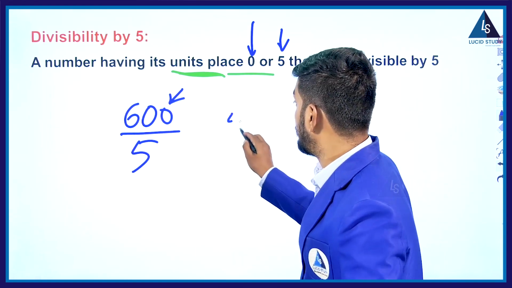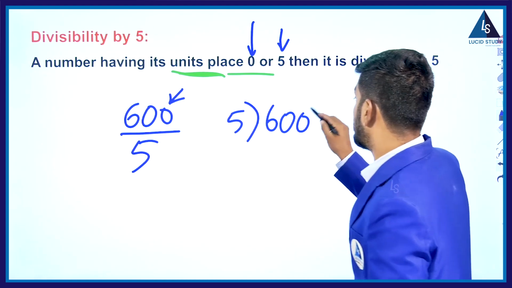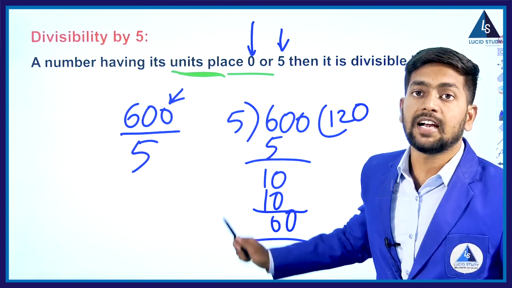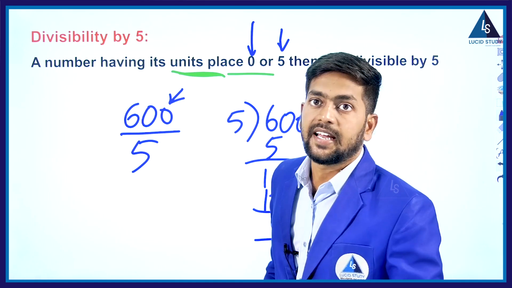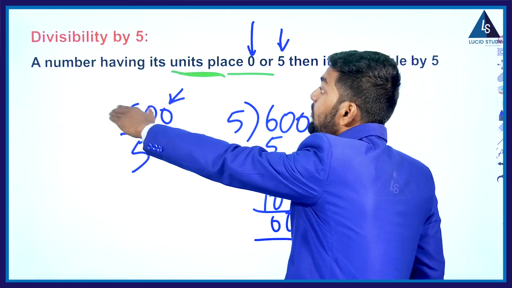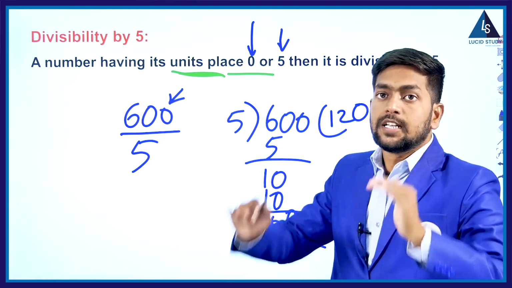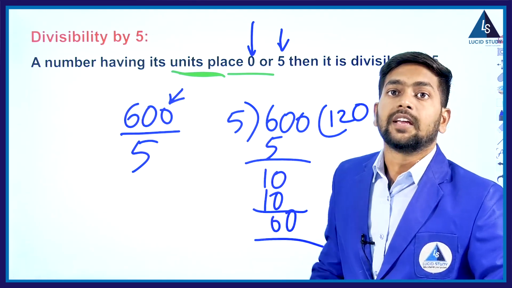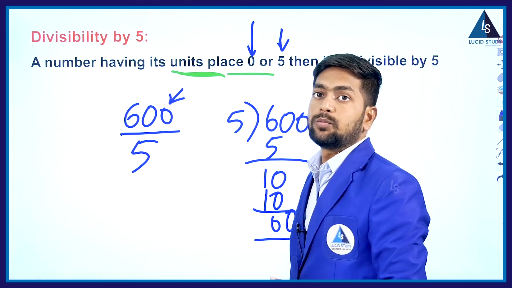We'll see now. 5 ones are 5, then 600. 5 into 120, we will get 600. That means 600 is divisible by 5. So a number having its units place 0 or 5 is divisible by 5.